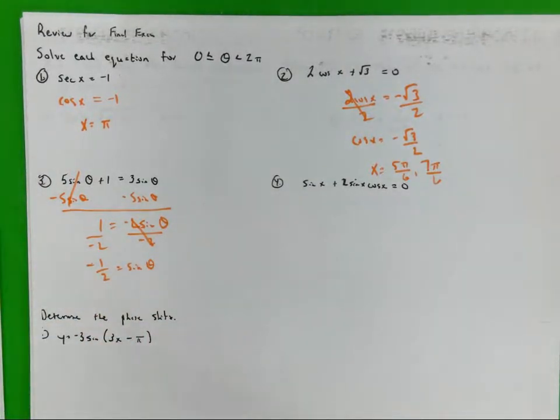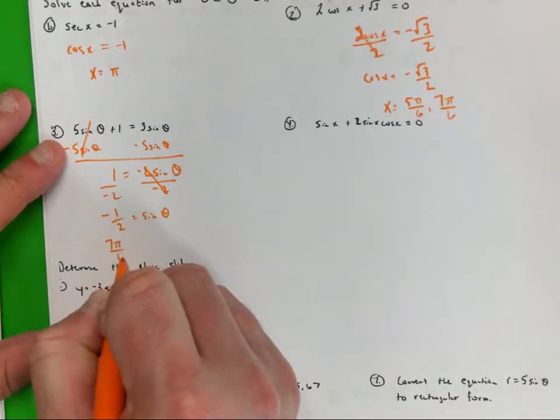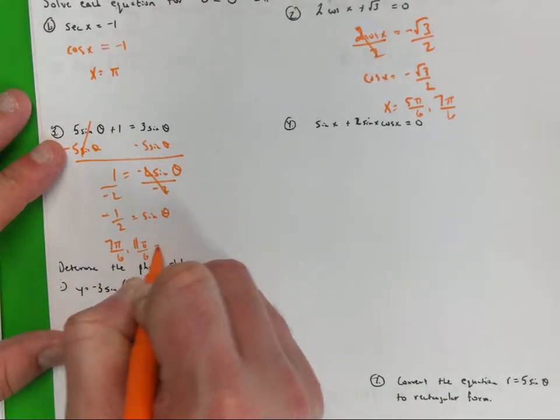Sine deals with the y coordinate. Which family has a y value of negative 1/2? Pi over 6. Where's sine negative? Quad 3 and 4. So this would be 7 pi over 6 and 11 pi over 6 is your answers.